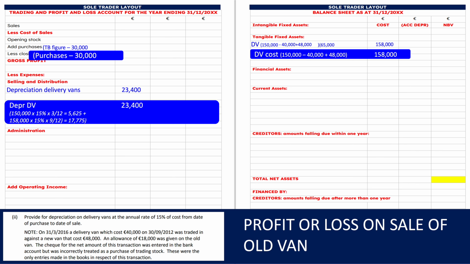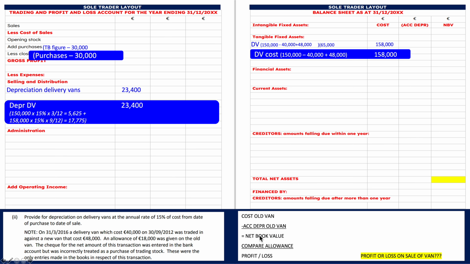So then we need to work out the profit or loss in the sale of the old van. So cost of the old van was 40,000. Okay, and we had it from the 30th of the 9th, 2012 to the 31st of the 3rd, 2016. So for 2012, we had it for 3 months. 2013, we had it for 12 months. 2014, we had it for 12 months. 2015, we had it for 12 months. And 2016, we had it for 3 months. All together there, that's 42 months.